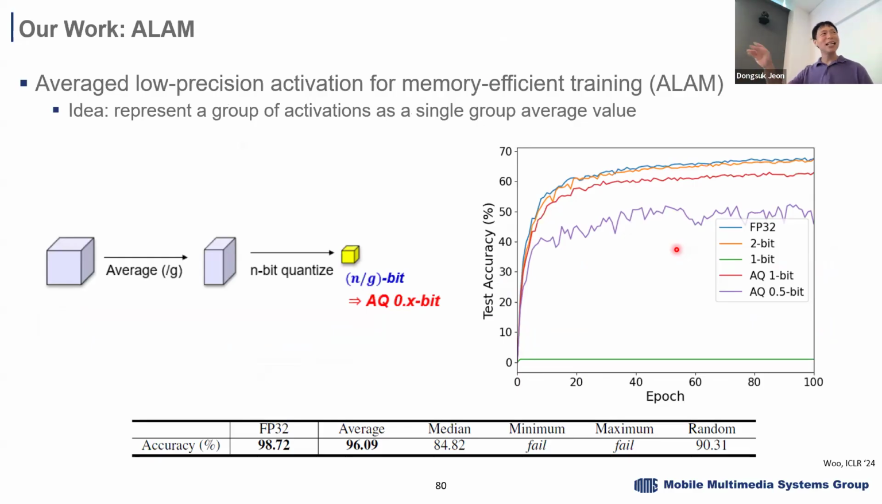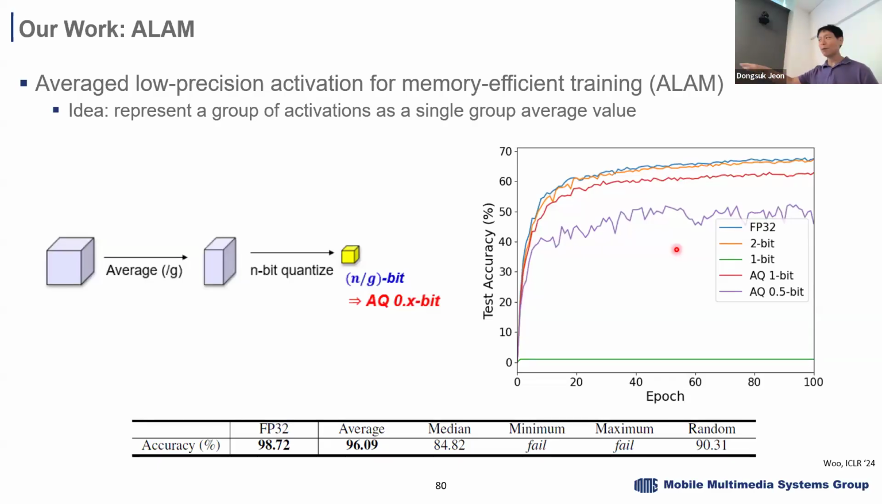So it's a very interesting activation quantization scheme we came up with in this work. Instead of quantizing every single activation into some data format, we take a group of activations and compress this group into a single value. And we quantize this single value once again. This is how we achieve a much lower effective precision, so it can be effectively below 1 bit, right? But the performance degradation will be much higher, right?